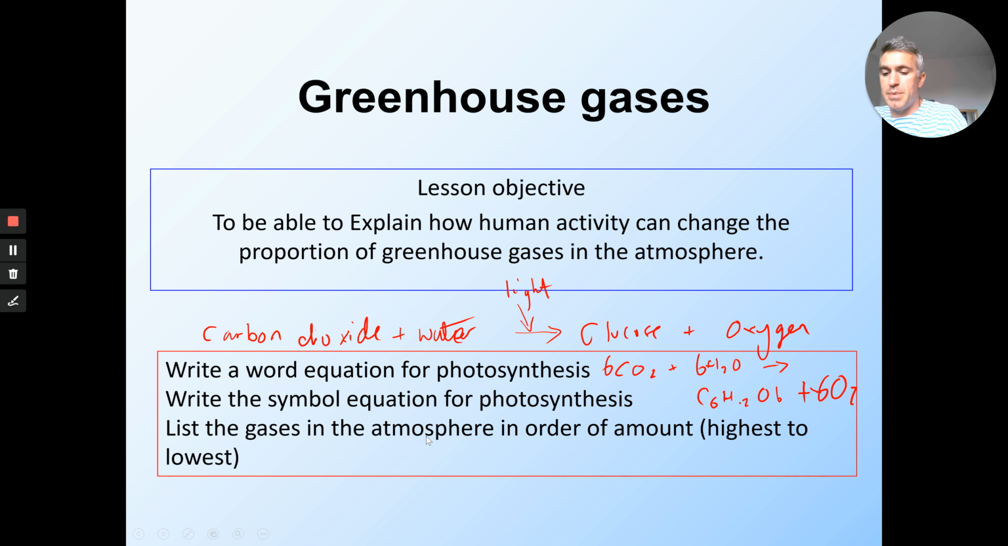List the gases in the atmosphere in order of amount. We have nitrogen, and then oxygen, and then argon, and then CO2, and then other gases.